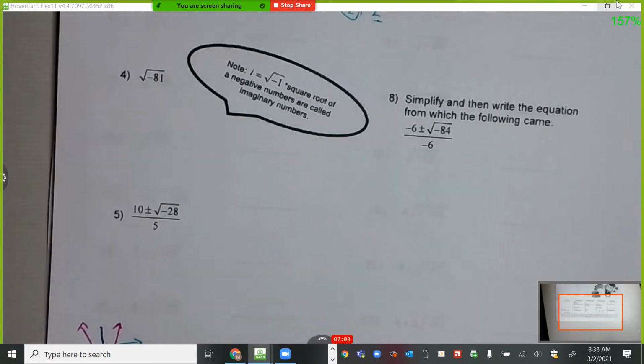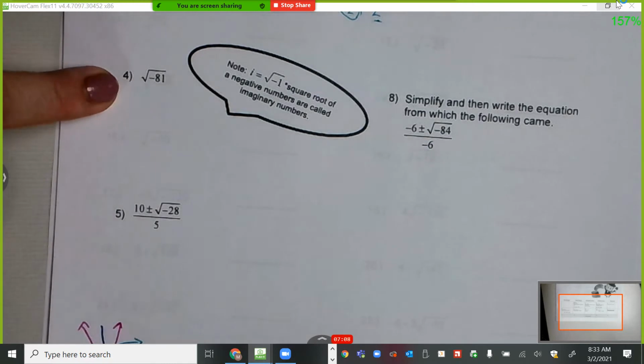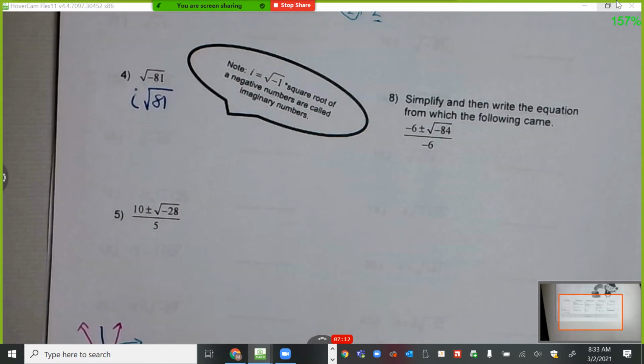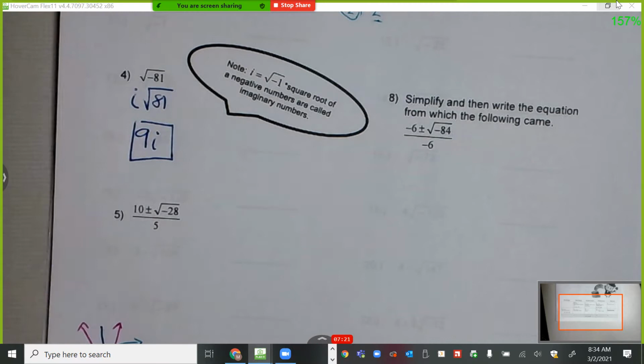Okay, so if we look at this one, we have a negative. So anytime you have a negative on the inside, you can literally just put an i out front and make it now the square root of 81. Well, what is the square root of 81? 9. So this just becomes 9i. So the only thing it does is you end up putting an i with it because you have to say that, hey, this is imaginary. Okay. Any questions? Comments, concerns?